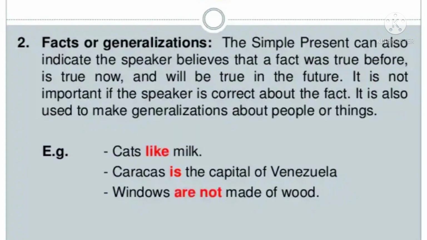The second usage is to say about facts or general truth. For example, the simple present can also indicate the speaker believes that the fact that was true before is true now. That means it is eternal truth, to say eternal truths. For example, cats like milk. This is a fact. Caracas is the capital of Venezuela. Windows are not made of wood. All these are facts or general truth. In order to say this, we use simple present tense only.